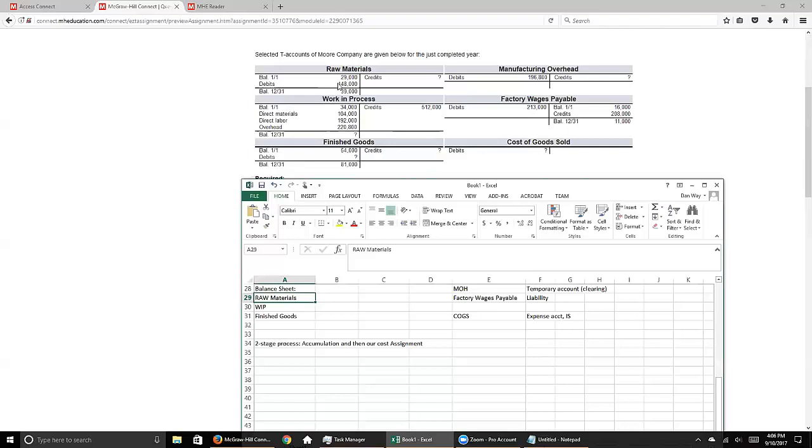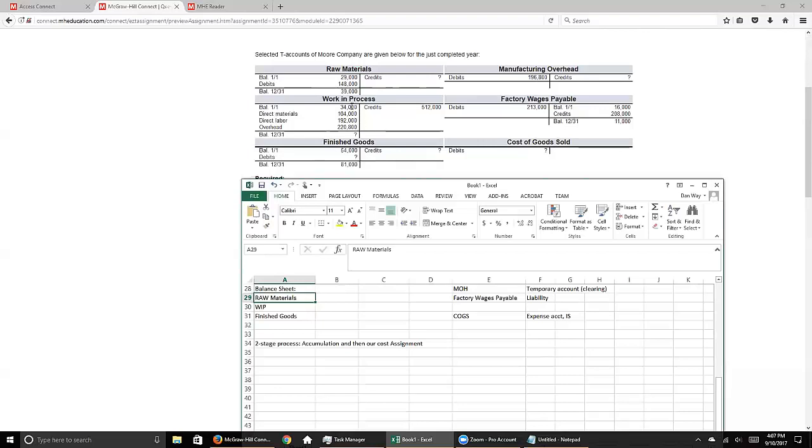Our materials costs, we dump those into the process as well. Those costs get moved from raw materials to work in process as those products are worked on. So any credits we have to raw materials, we should see matching debits to work in process. In this case, we see direct materials, $104,000 work in process debit. That means this credit amount in raw materials should be $104,000. We're moving $104,000 in raw materials into work in process during that period.